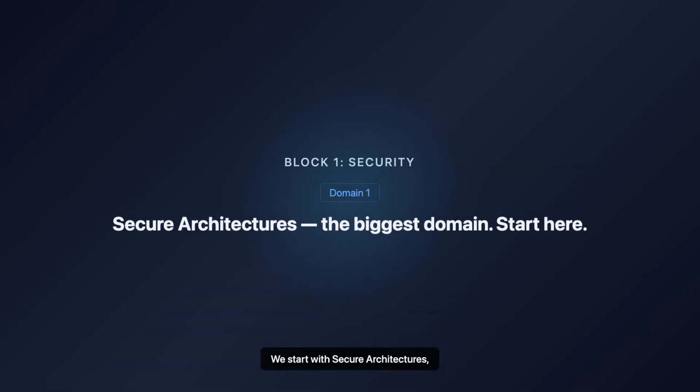We start with secure architectures, the largest slice of the exam. If any domain deserves your freshest attention, it's this one. Here come the core rules.